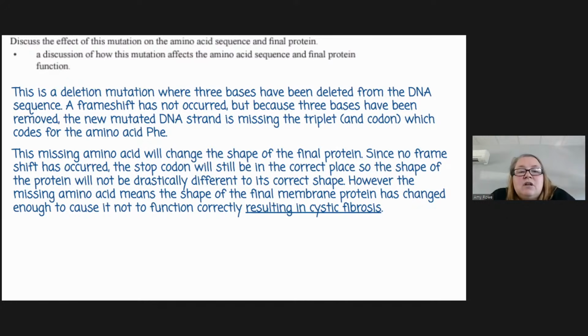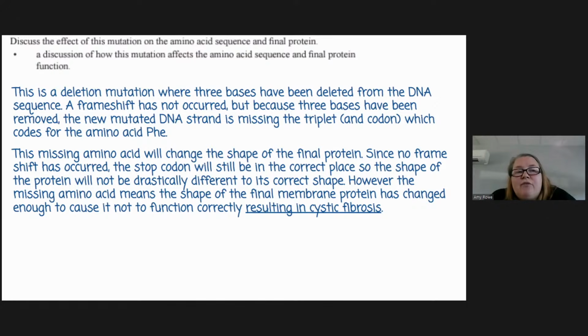So a deletion mutation, 3 bases have been deleted from the sequence, a frame shift has not occurred. The new mutated DNA strand is missing the triplet and codon, which codes for the amino acid phenylalanine, or PHE. This missing amino acid will change the shape of the final protein. Since no frame shift has occurred, the stop codon will still be in the correct place, so the shape of the protein won't be drastically different. However, the missing amino acid means that the shape of the final membrane protein has changed, and this change is enough to cause it to not function correctly. And this lack of function, or this change in function, has resulted in cystic fibrosis.